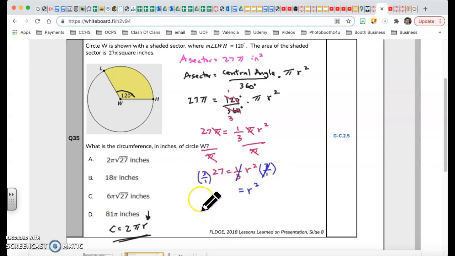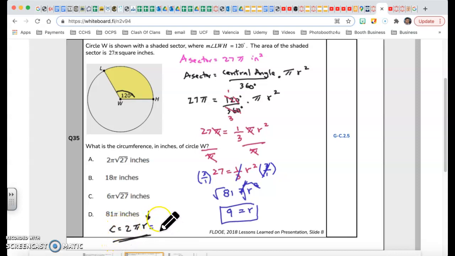On the other side, 3 times 27 is going to give you 81. R squared, I need R. Therefore, I got to do the magic thing, which is square root on both sides. The square root of radius squared cancels the square. That's why you do square root on both sides. And now the square root of 81 is 9. I got my radius.